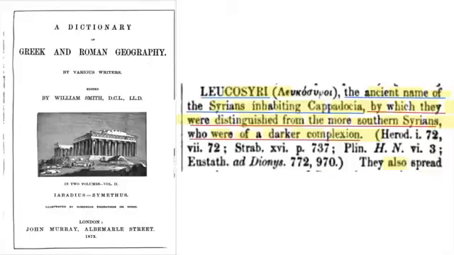And here's another quote from a Dictionary of Greek and Roman Geography. It says, Leuco-Syri, the ancient name of the Syrians inhabiting Cappadocia, by which they were distinguished from the more southern Syrians who were of a darker complexion. So again, from various quotes, we do see that there are two types of Syrians. I'm not saying that every single Syrian is black. According to these quotes, there are two types of Syrians. You have lighter skinned Syrians that seem to have been a little bit more north and west.